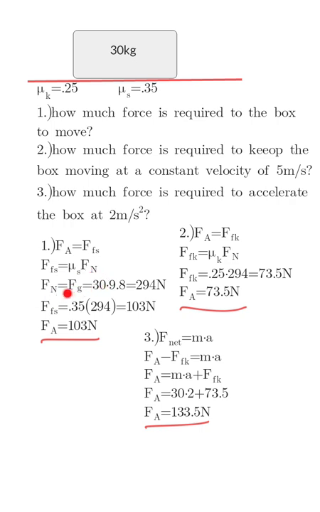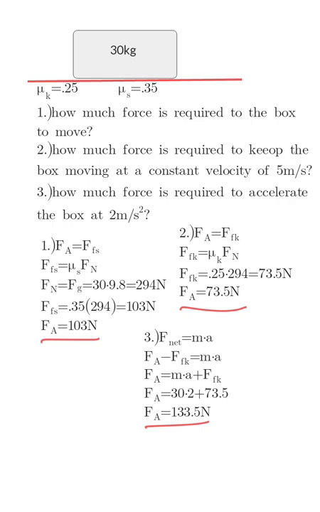The normal force is calculated by 30 times 9.8, and you get 294 newtons. And then the force of static friction is going to be 0.35 times 294, which is just equal to 103 newtons. So our force applied is 103 newtons. That means it requires 103 newtons to get the object to start moving.